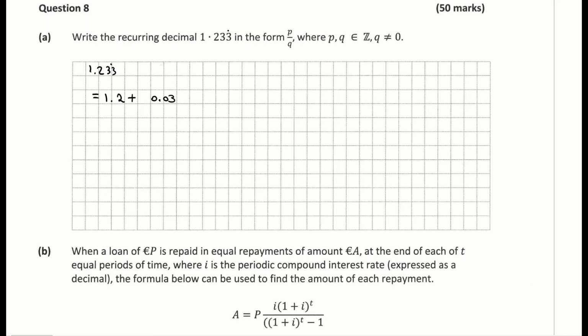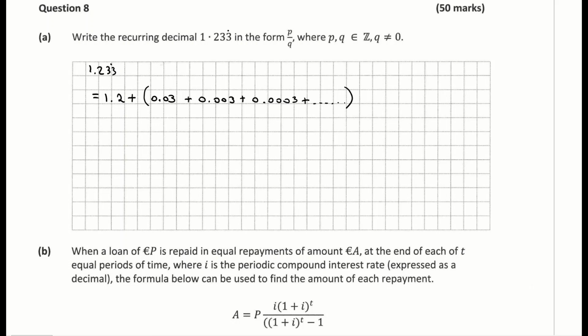So 1.2 plus 0.03 is 1.23. And then I'm going to add on another 0.003, so I'm going down into the thousandths, and I'm going to continue that. You can hopefully see that I'm starting a pattern here of adding on tenths, hundredths, thousandths, ten-thousandths, and so on. So that pattern is continuing, and basically it's 1.2 plus this pattern.